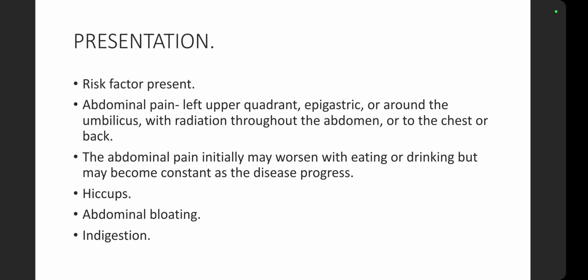Then how do they present? You find that they have abdominal pain in the left upper quadrant, epigastric, or around the umbilicus, radiating through the abdomen or to the chest or sometimes to the back. This abdominal pain initially may worsen with eating or drinking, but may become constant as the disease progresses. We also have hiccups, abdominal bloating, and indigestion.